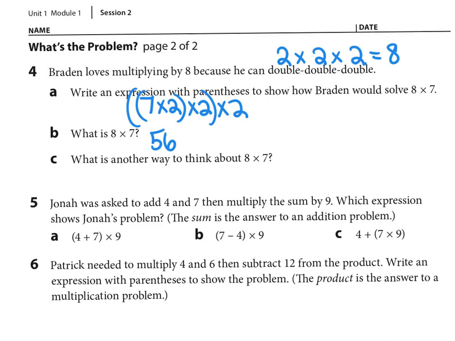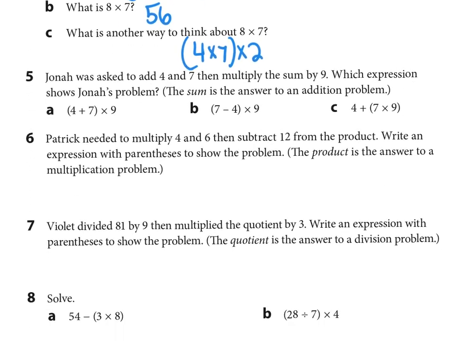C asks us, what is another way to think about 8 times 7? Perhaps you can think of it as 4 times 7 doubled, since 8 is the same as 4 times 2. So 4 times 7 is 28. 28 doubled is 56. Let's now look at number 5.